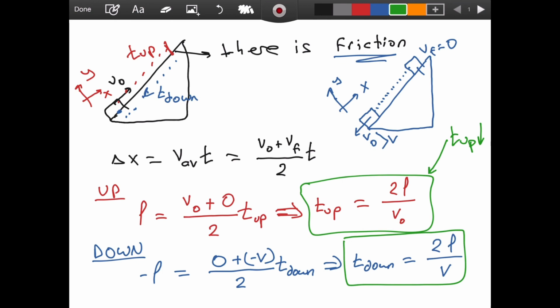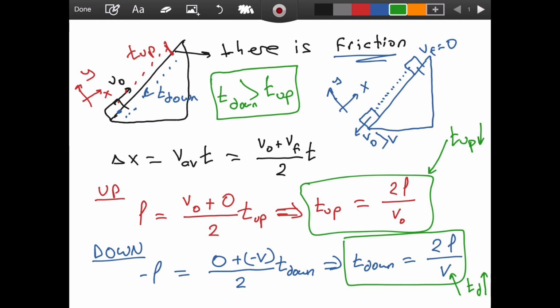And if you look here, you have a small velocity. You divide by a small number, so you get a greater value here. So t down is going to take longer, which means the upward motion is taking less time than the downward motion. So the result is t down is greater than t up. It takes more time for our block to travel downward than it takes for it to travel upward. The upward motion takes less time than the downward motion.